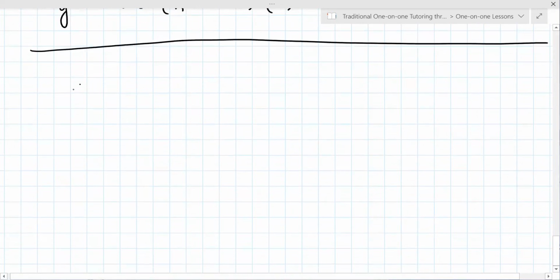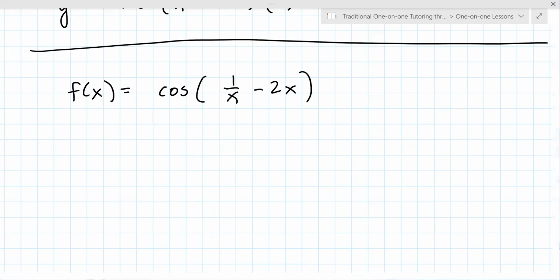Okay, so let's try another one here. Let's say I give you f of x equals cosine of 1 over x minus 2x. So the derivative is sine, then parentheses, you keep everything. The derivative is not sine. Go ahead and check your table. Cosine's derivative is negative sine. It's very important. Your instructor will mark you off for that. You have to know that. Okay, it's negative sine.